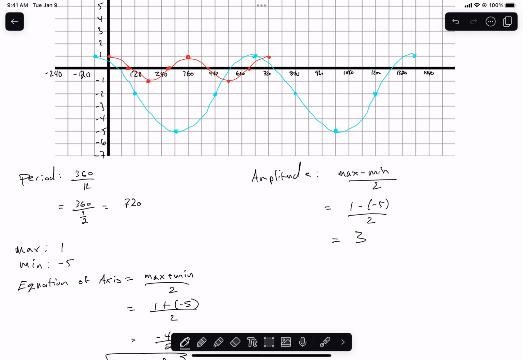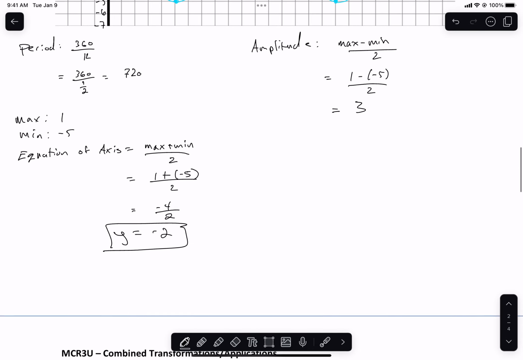But again, you know the original amplitude of these graphs, you know the vertical stretch. It's the A value. So if the original is 1 and we vertically stretch it by 3, then the amplitude has to be 3. And the equation of the axis would have moved down 2, right? Is that it, Owen, or do we have domain and range?